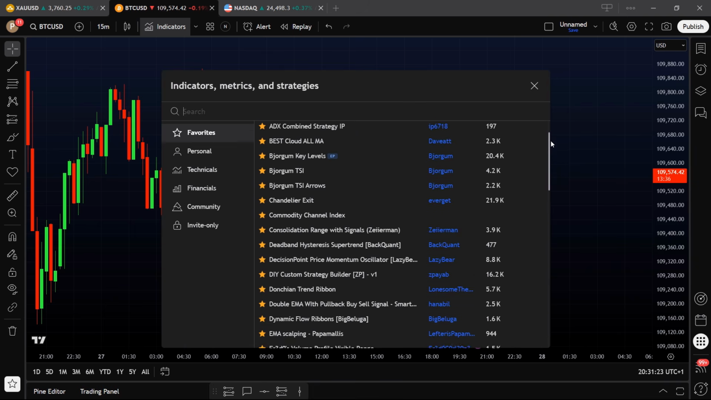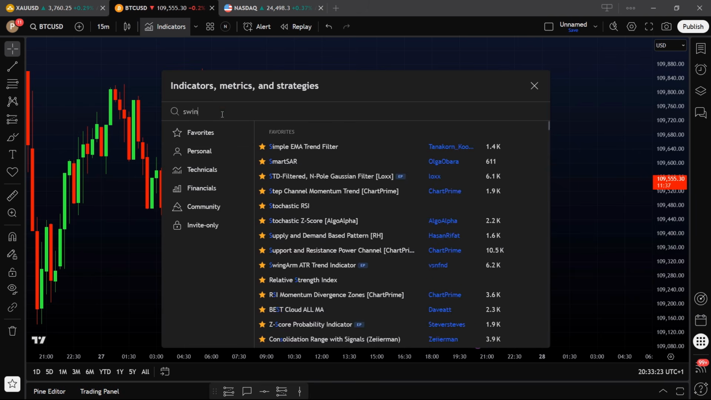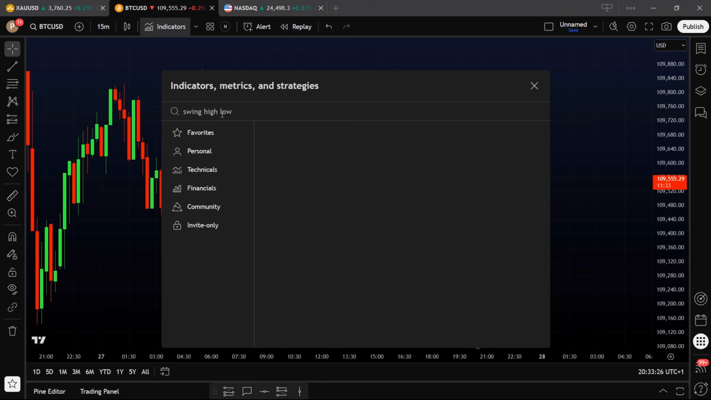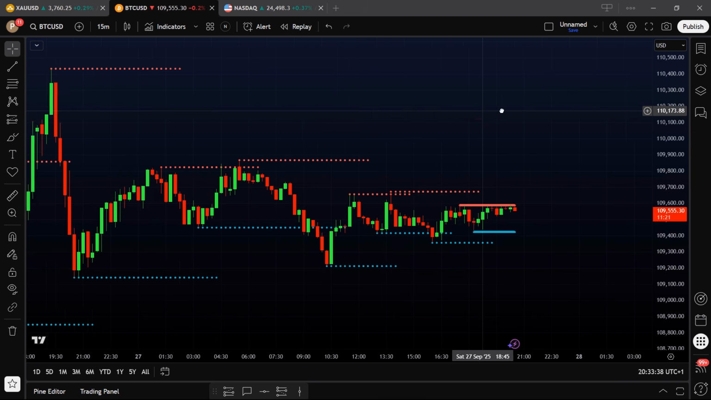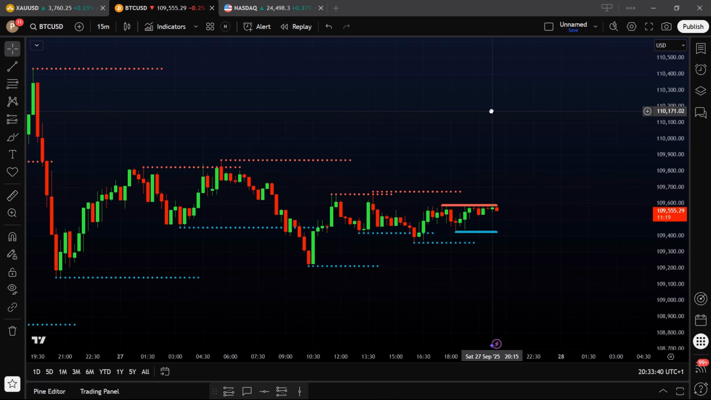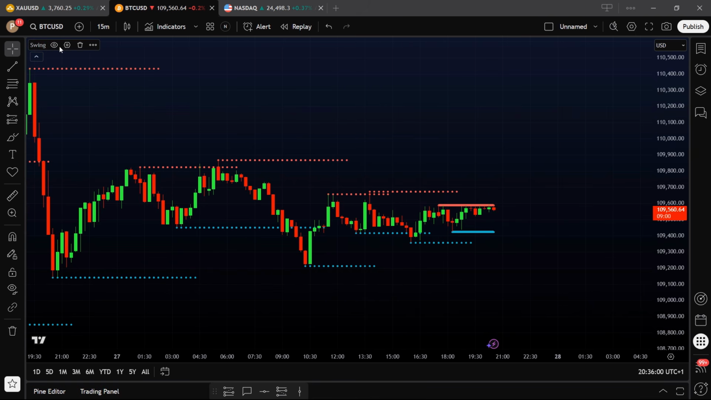Go to your Indicators tab. Search for Swing High-Low Support and Resistance. Add it to your chart. You will see red and blue dotted lines. The logic is simple. Red lines are the ceiling. This is resistance. Blue lines are the floor. This is support. But we can make it better.